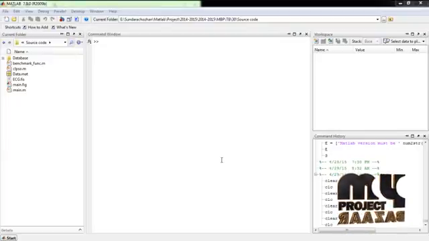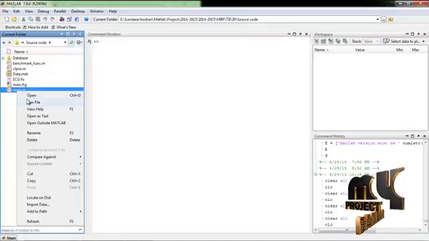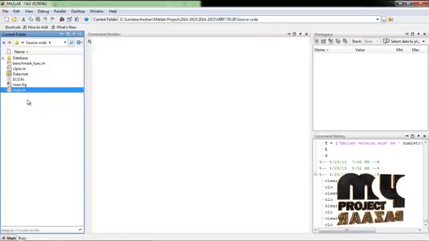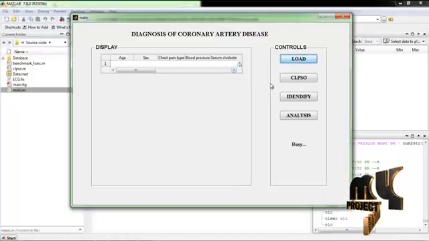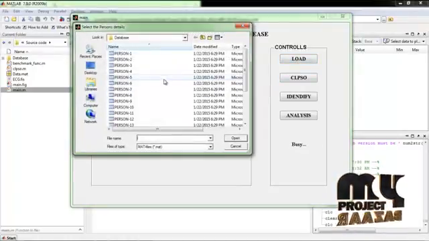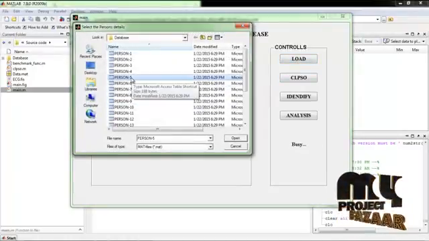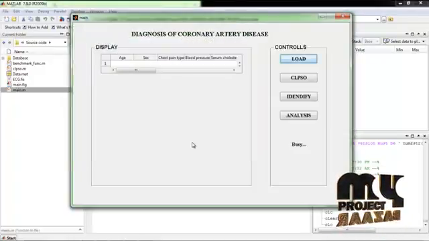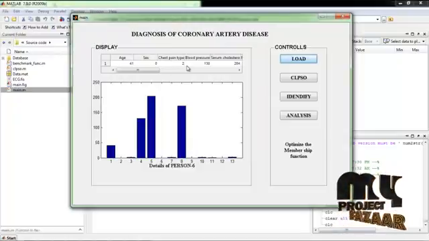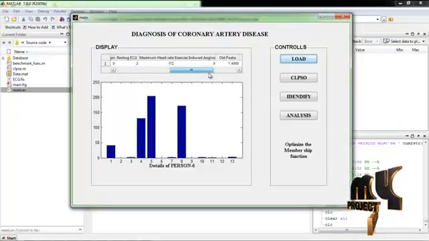Open the MATLAB source code, then right click main.m and run the file, and then the process GUI will open. Load the dataset from the input image. Here I choose the dataset from the input image to the database, and here the 13 attributes will be shown.